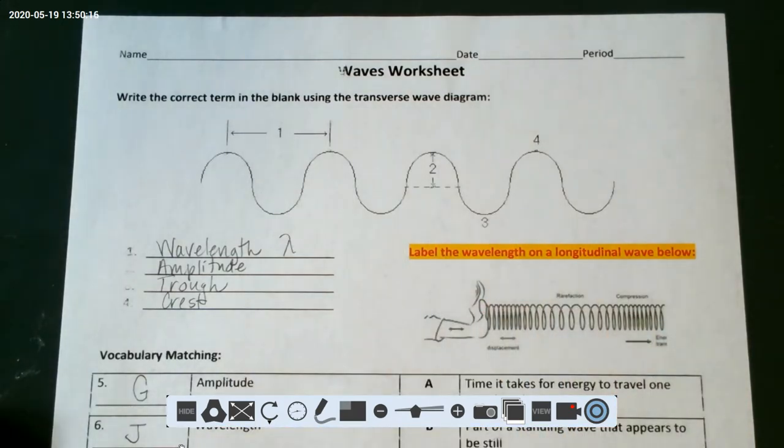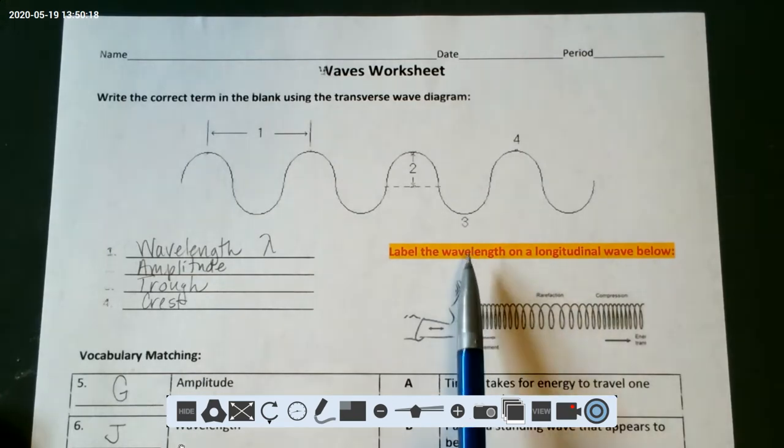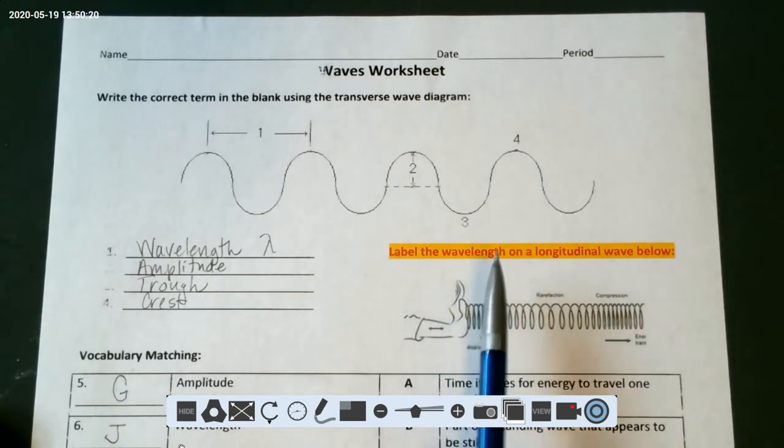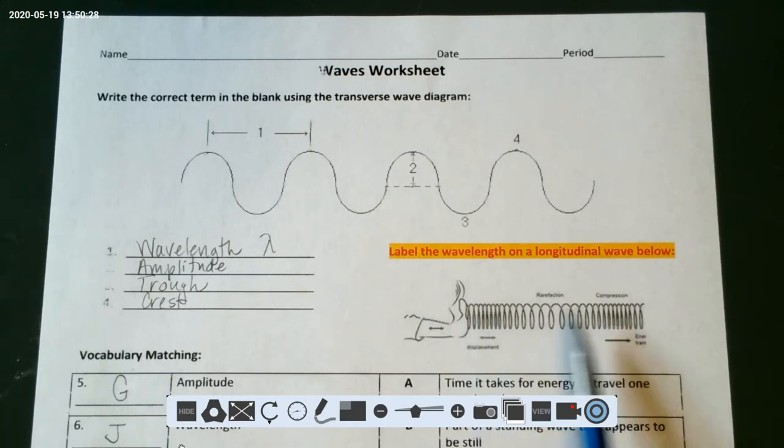Now, on a longitudinal wave, some people miss this. Label the wavelength on a longitudinal wave below. If you remember from the notes, it has to be the distance between 2 wave pulses or compressions, and it has to be the same point on each wave. So it looks like this wave is compressed to about here, and then there's a second compression over here. So I have to choose the same point.